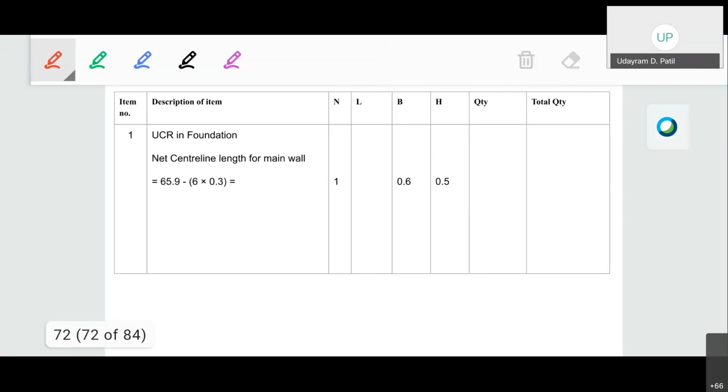Yes, 64.1. Okay, total length is 65.9 minus 6 multiplied by 0.3. That will give us 64.1 meter. So the net center line length for the main wall is 64.1 meter. Okay, multiplying with the width 0.6 and height 0.5, calculate the quantity for the UCR foundation in the main wall.